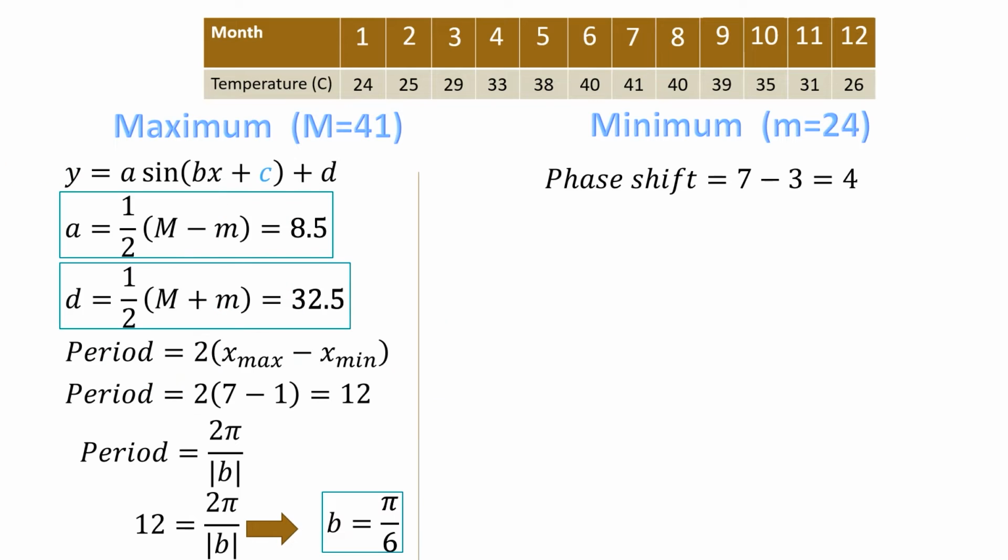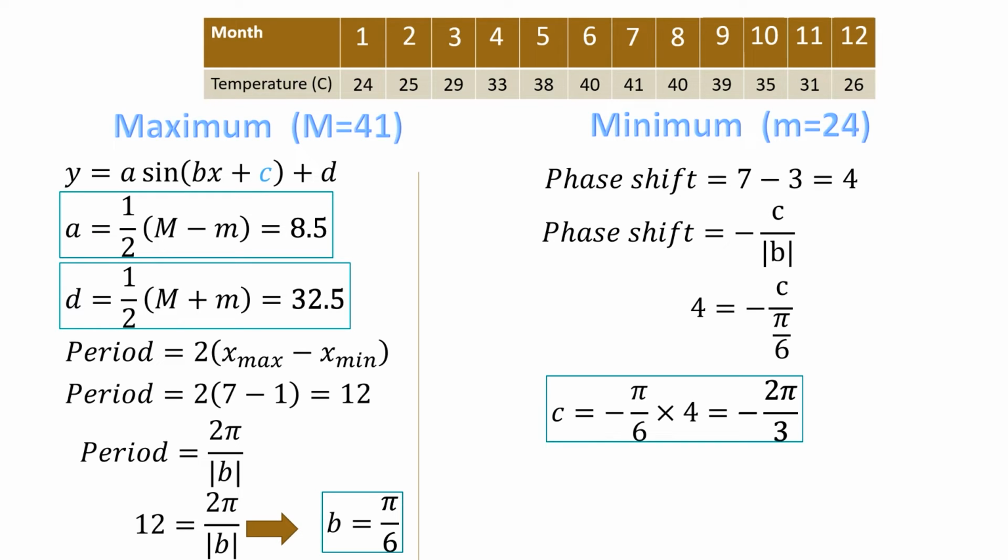Now, when we find the phase shift, we know that the phase shift is equal to minus c over b. So 4 equals minus c over pi over 6. We already found b. Again, cross product, you will find that c equals 4 multiplied by minus pi over 6, which is minus 2 pi over 3.